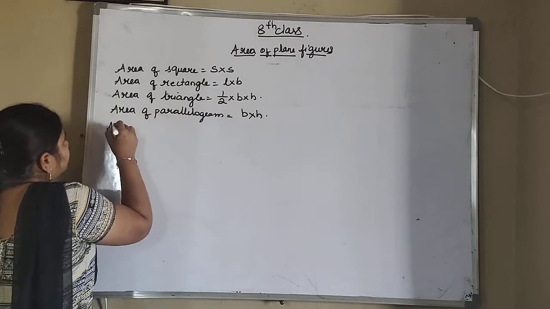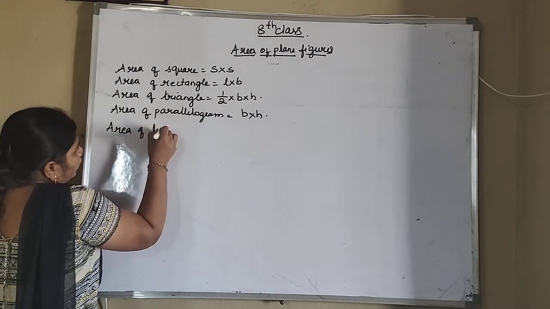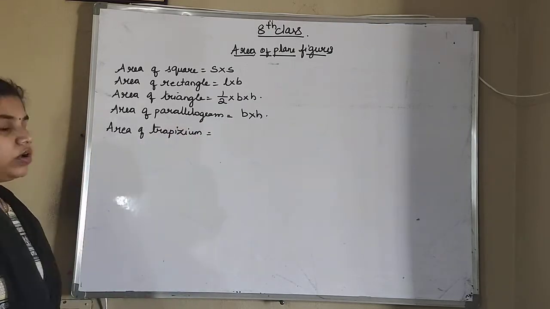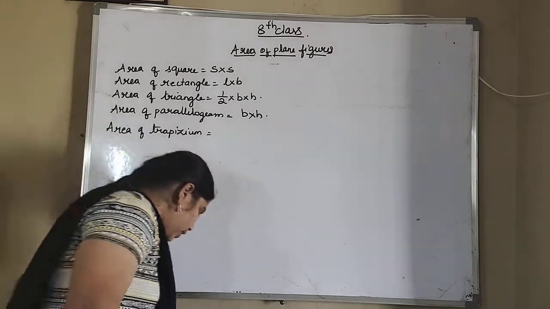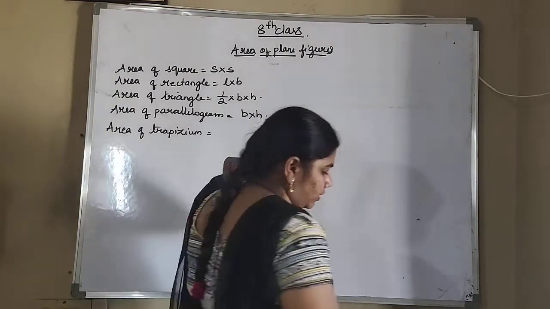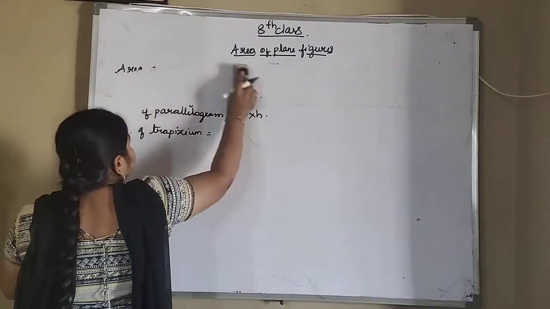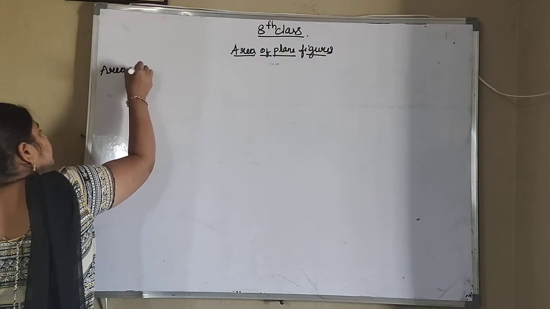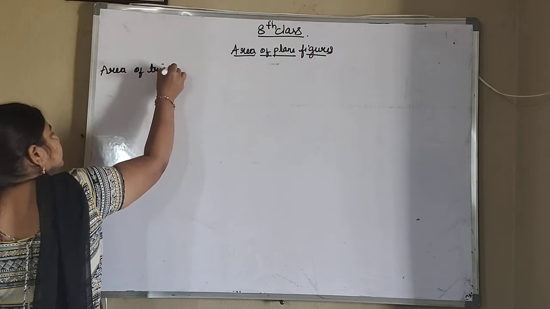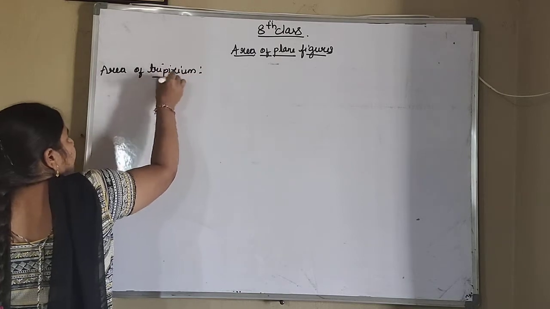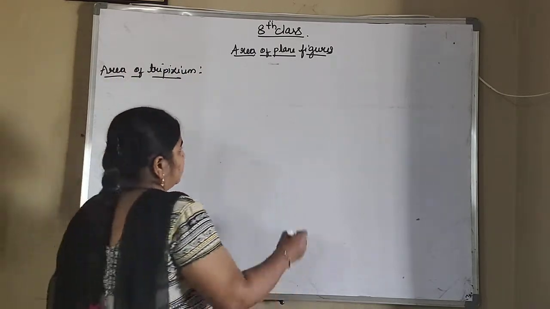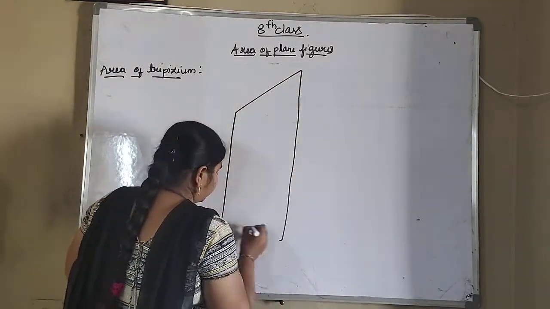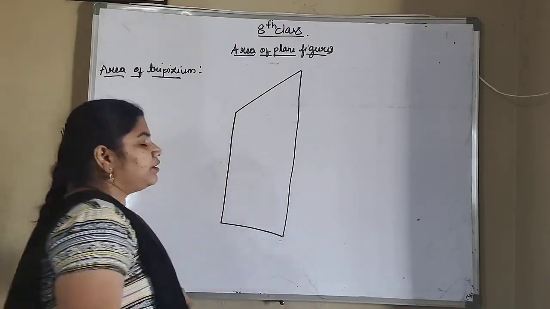Now we are going to learn the formula for the area of a trapezium. A trapezium is also one of the quadrilaterals. So how to find the area of a trapezium we will see. I am taking one trapezium figure here. In a trapezium, only one pair of parallel lines will be there.